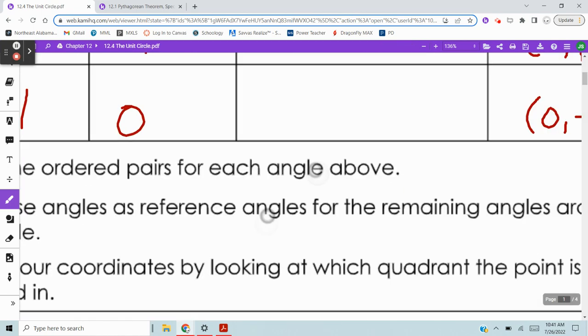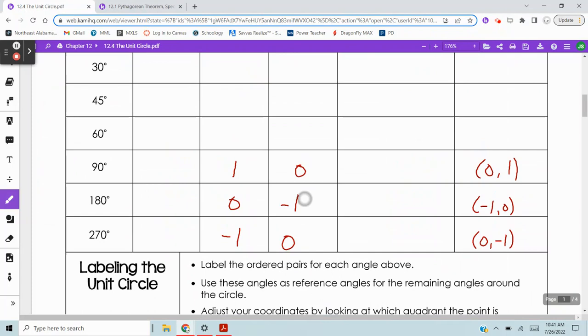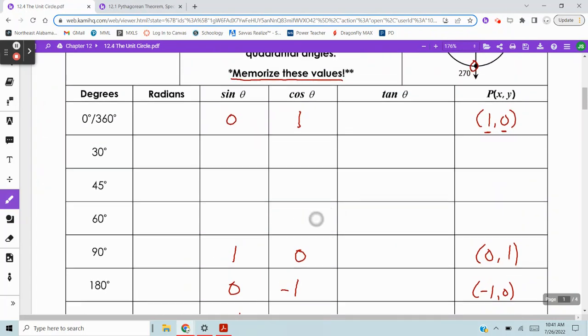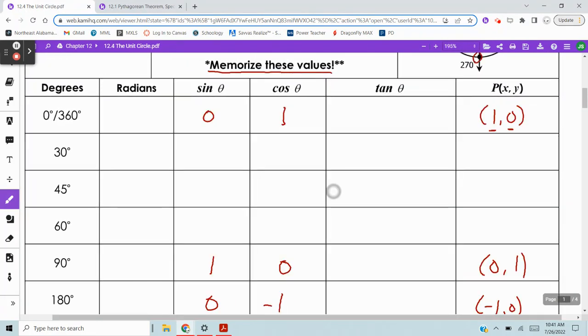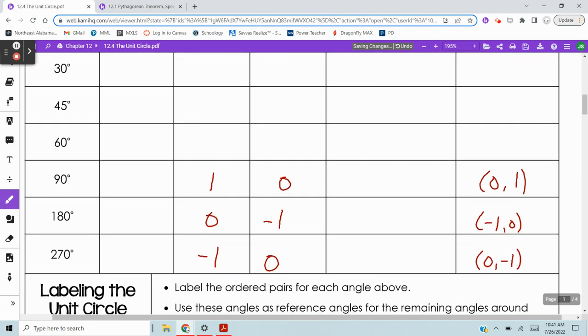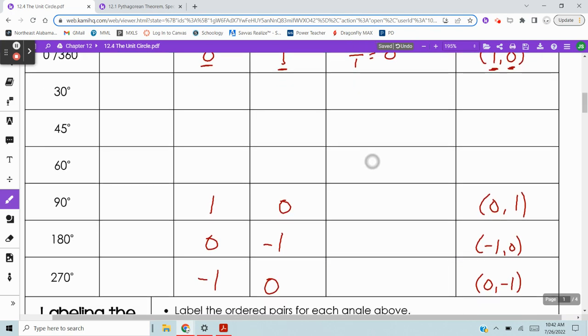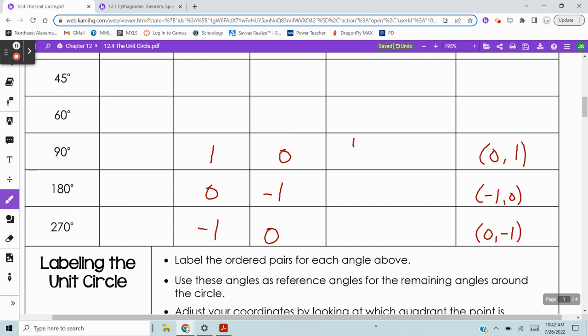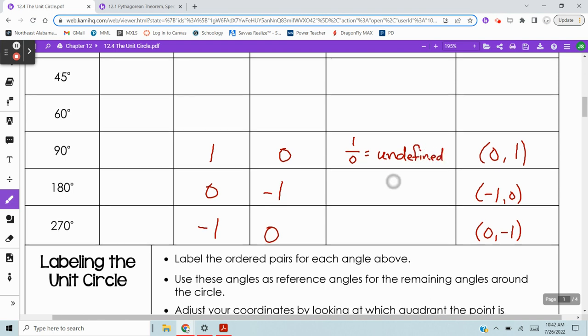Now let's extend this further and talk about the tangent values. Reminder that from our chart above, tangent is equal to y over x. We can use these values, or we can use sine over cosine, since sine is y and cosine is x. So tangent would be 0 over 1, or 0. Tangent here would be, you got to be careful, 1 over 0. You cannot divide by 0, so that would be an undefined tangent.